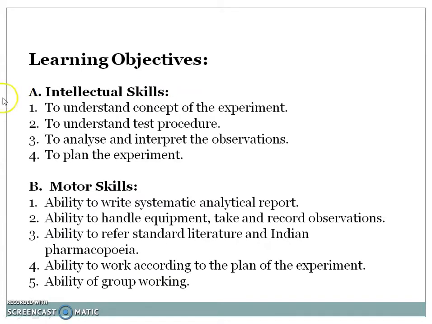Learning outcome. First, intellectual skill. In that we study to understand the concept of experiment, to understand the test procedure, to analyze and interpret the observation, to plan the experiment. Motor skill: ability to write systemic analytical report, ability to handle equipment, take and record observation, ability to refer standard literature and Indian Pharmacopoeia, ability to work according to the plan of the experiment, and ability of group working.